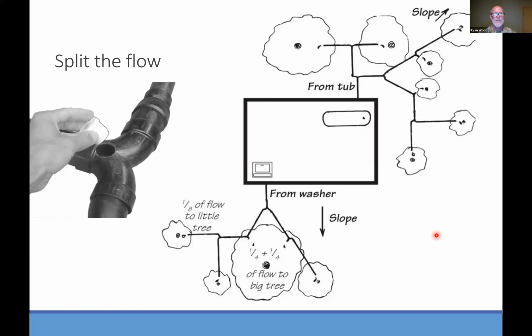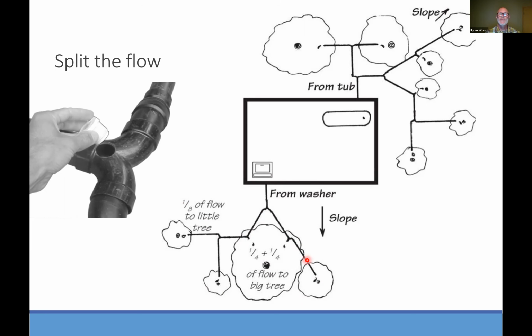Okay, so splitting the flows. Notice we have the washing machine. It's coming out from the washer. You've got a flow splitter here, and it's going to go out. And then you've got a quarter amount of the flow here and a quarter amount of the flow here. And then you're splitting again, and then it's an eighth amount and an eighth amount.